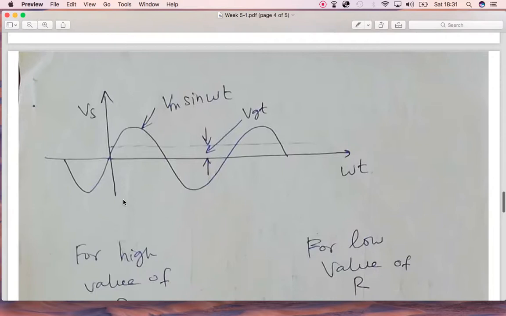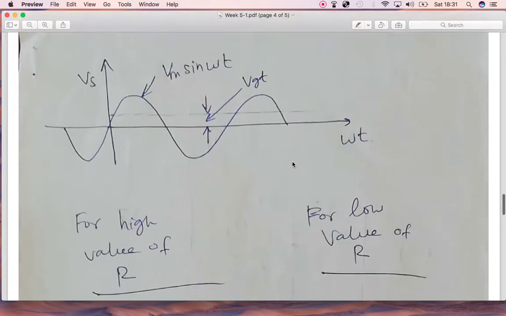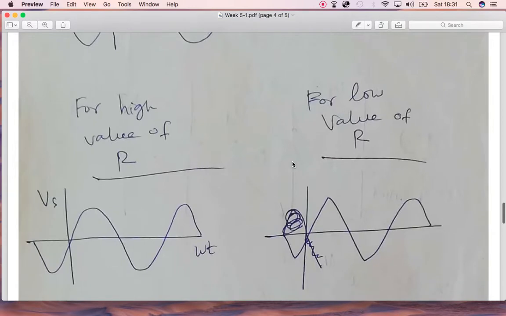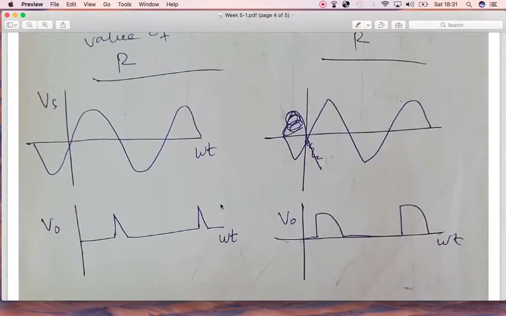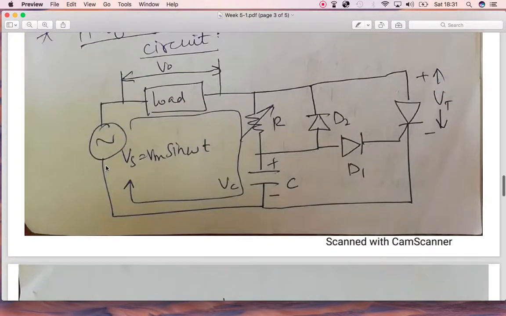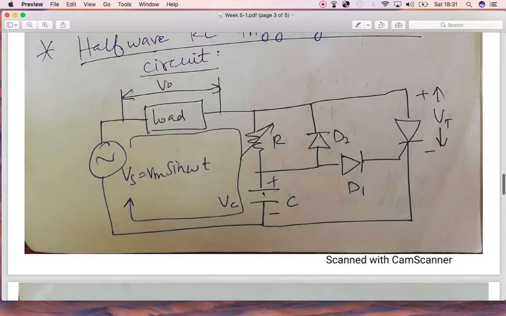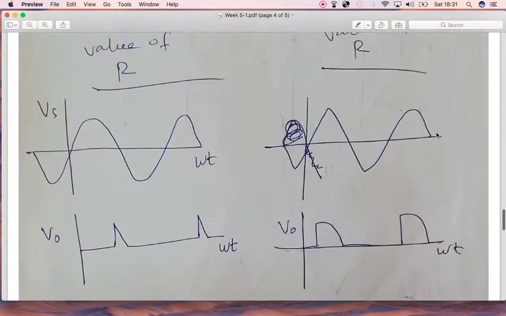If we can see the waveforms over here, this is the alternating waveform, which is the supply waveform. What is the role of this resistance over here? The greater the value of the resistance, the smaller will be the current, and it will take more time for the capacitor to charge, and then it will discharge later and turn on the SCR later by providing the gate current, and the firing angle will increase. So the greater the value of the resistance, the greater the firing angle. The smaller the value of resistance, the smaller the firing angle, which can be seen from the diagram over here.